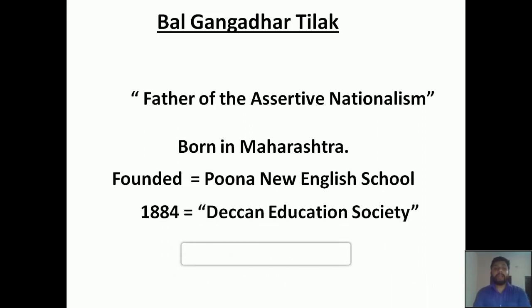Later, in 1884, he founded the Deccan Education Society. He founded it with a definite purpose, because under the Deccan Education Society they founded a number of educational institutions like schools for spreading education throughout the country. So his contribution cannot be measured from a particular perspective, because he was such a great man with a very great vision. Now let's see what his contributions were.